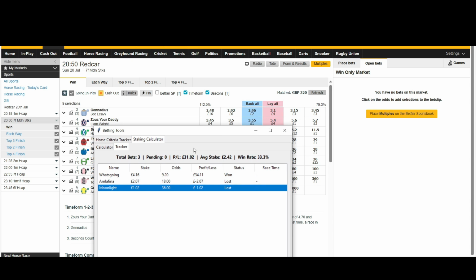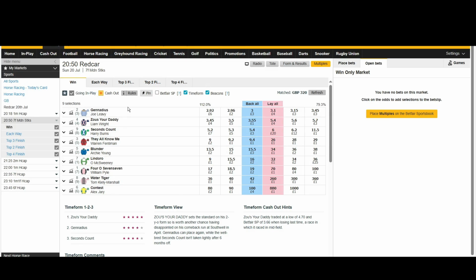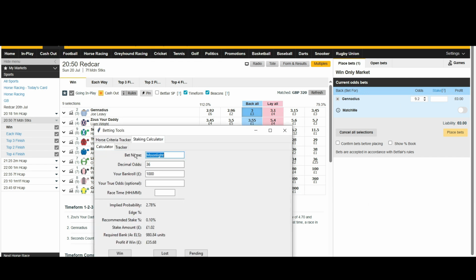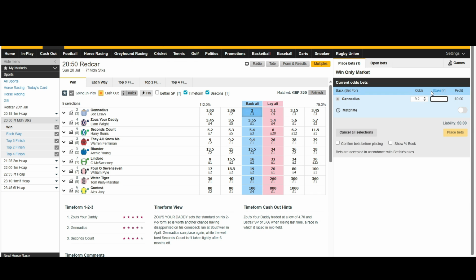So, what did we have before? Just take a look back at the card. We had 50 Shades of Dev at 9.2. And I'm just doing this on a different race. I'm just going to put the odds in so you can see. And our calculator told us that it should be a stake of £4.16 there.